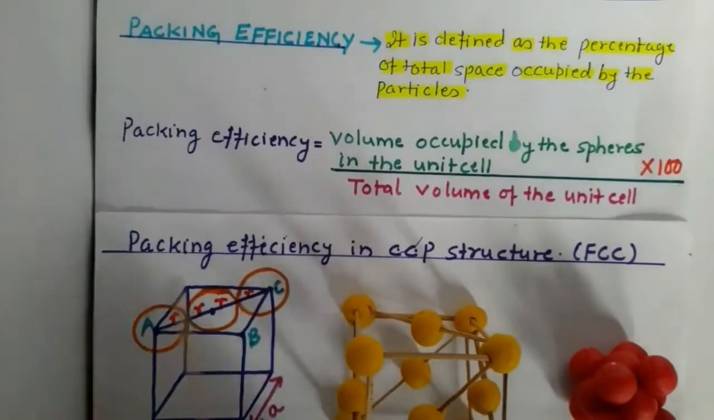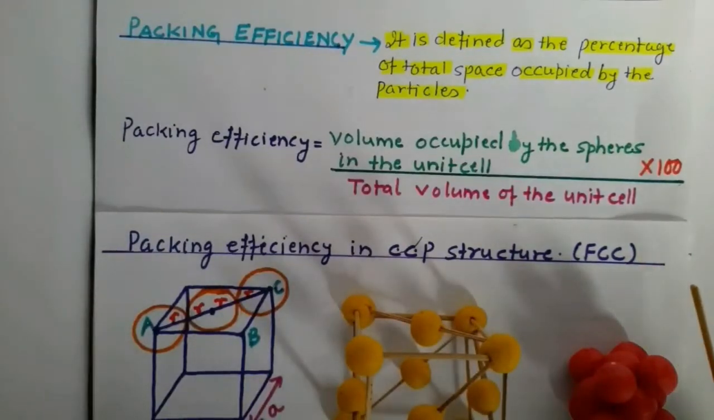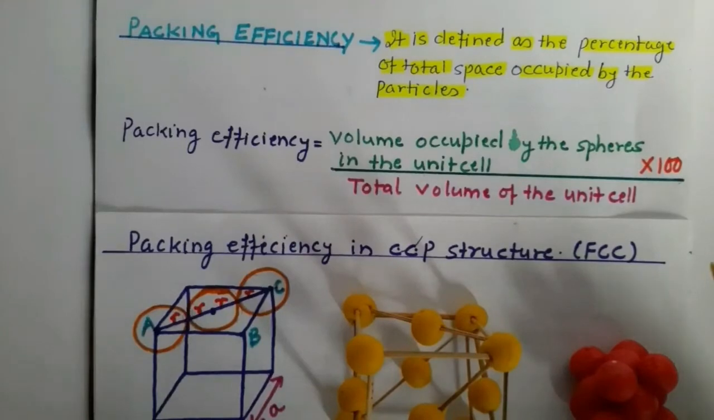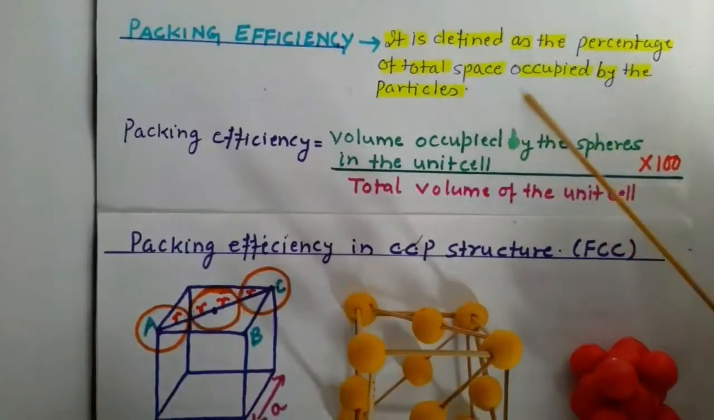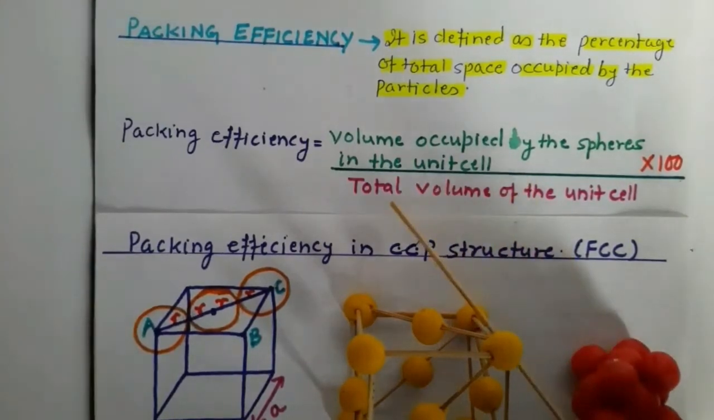Today we will calculate the packing efficiency in CCP structure, that is FCC unit cell. Packing efficiency is defined as the percentage of total space occupied by the particles, and these particles may be atom, molecule or ion, and it is represented in the form of spheres. It is calculated as volume occupied by the spheres in the unit cell divided by the total volume occupied by the unit cell multiplied by 100.